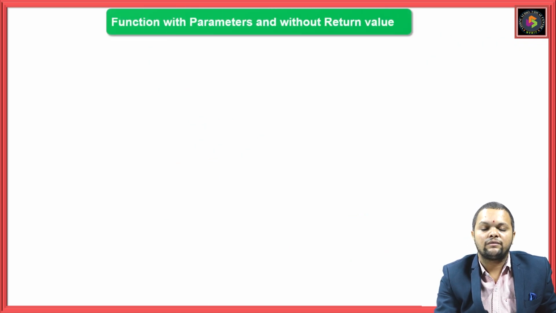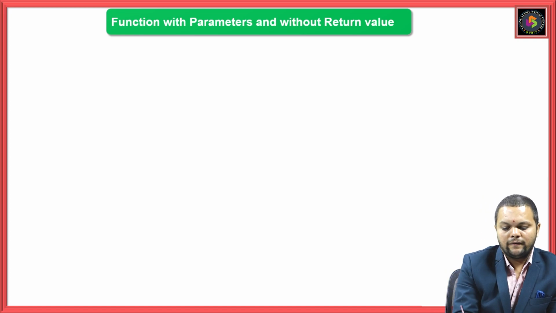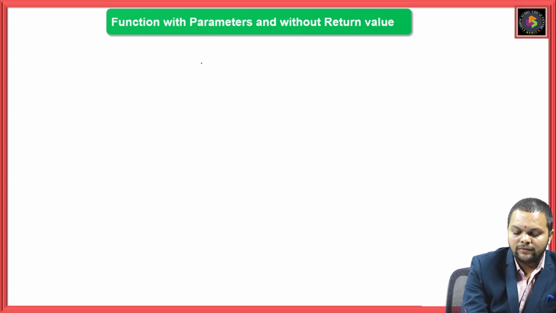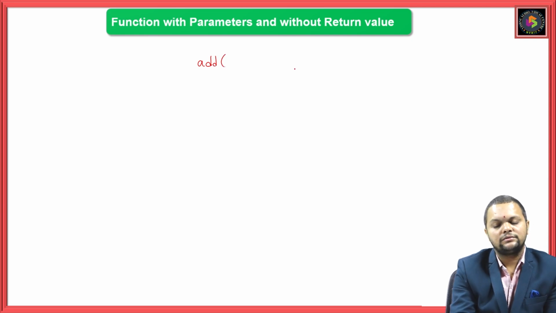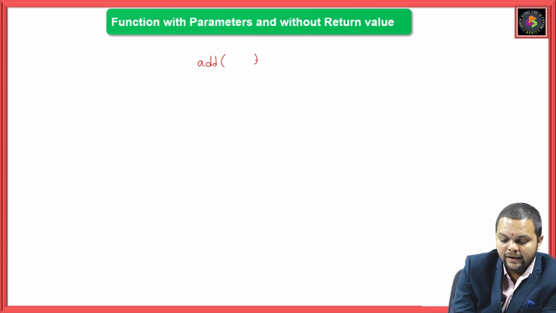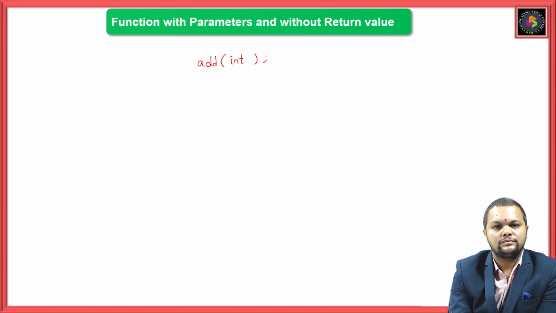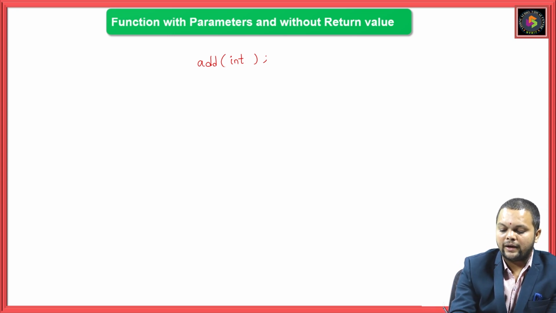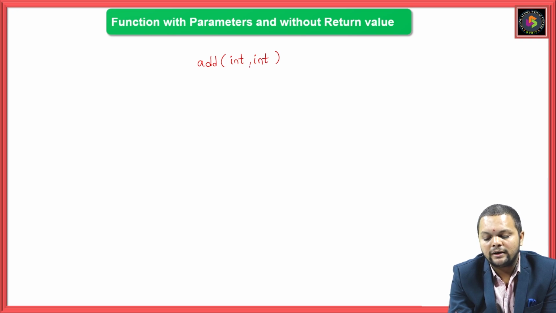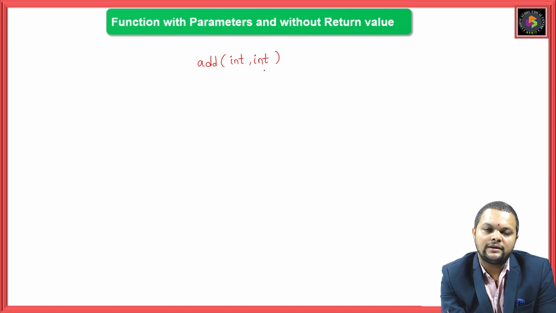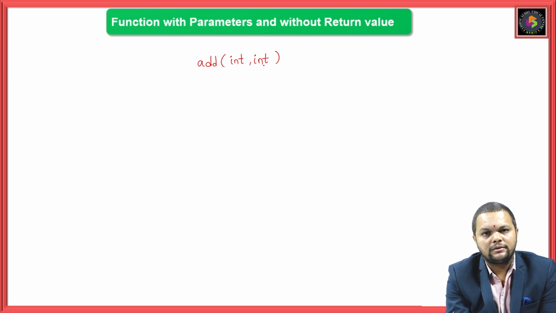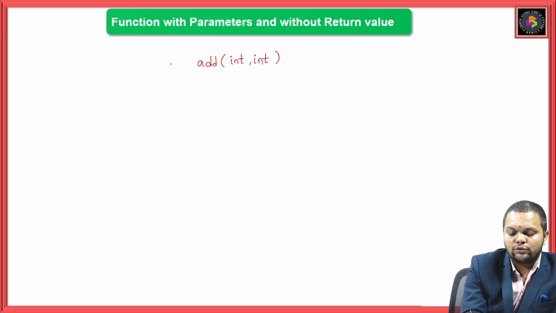So the next thing is function with parameter and without return value. I'll give again a function which is called add function with parameters. Let me give two parameters, int comma int. If you are giving integer type, make sure you are writing it as int comma int. If you are using other data types, you can give other data types. So without return value, this will be automatically void.